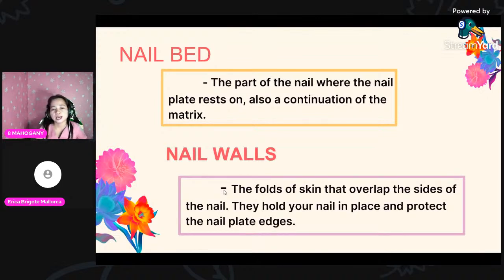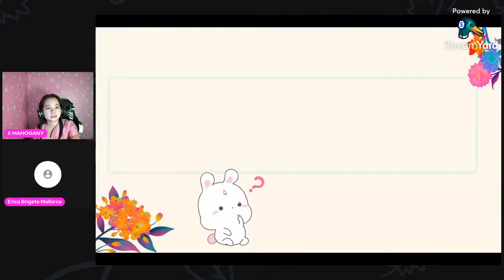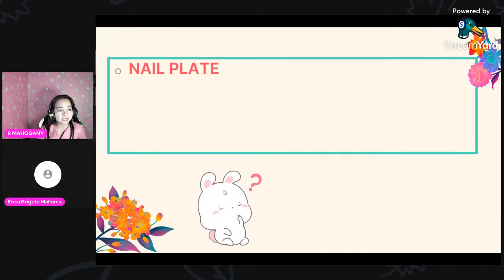Okay, nail walls, the folds of skin that overlap the sides of the nail. So very good po sa lahat na nagbigay ng tamang sagot. They hold your nail in place and protect the nail plate edges. Okay? So yung nail walls, yun po yung nag-protect sa nail plate edges. Okay po? So wag nating kakalimutan what are the functions of the different parts or the different structures of the nail. Okay. Next po, we have the nail plate.